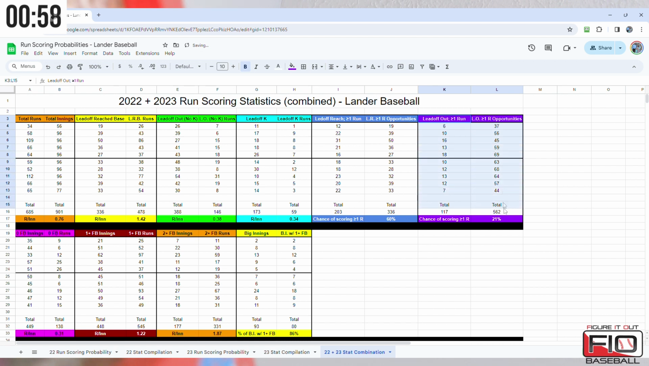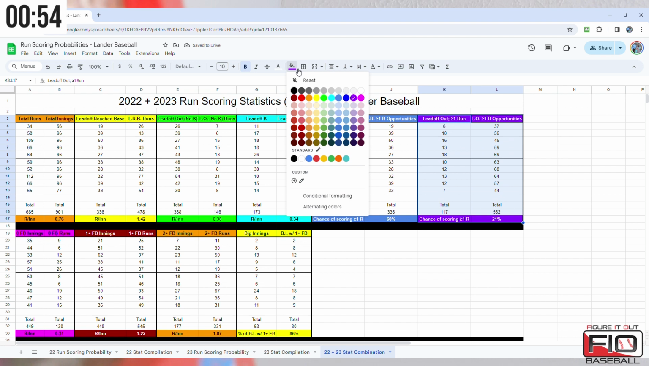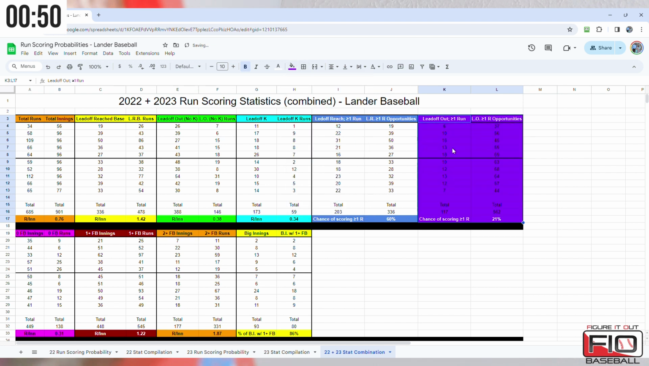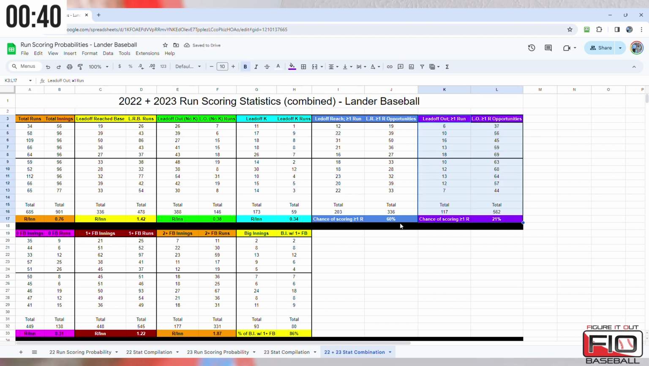What are the odds of scoring at least one run? Scoring anything, putting up a number in that run column. When the leadoff person gets out, there is a 21% chance you're going to score at least one run. Again, two stats side by side. 60% chance of scoring a run when the leadoff person gets on. 21% chance of scoring when the leadoff person gets out.